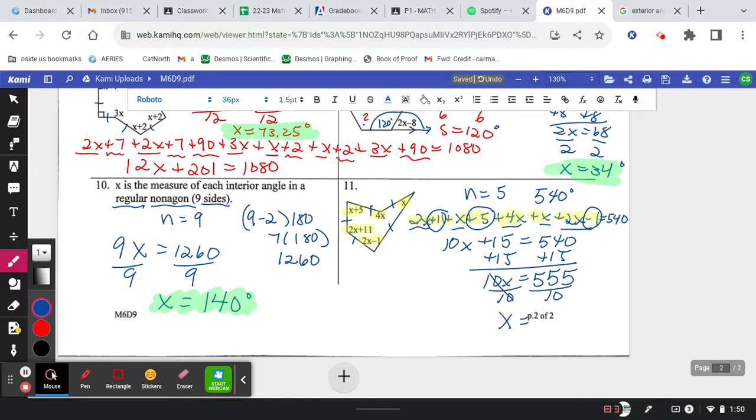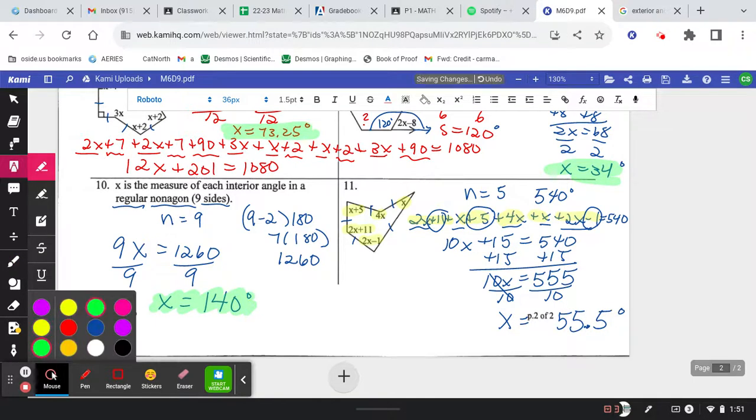Grab that calculator. How'd you do? Good job.